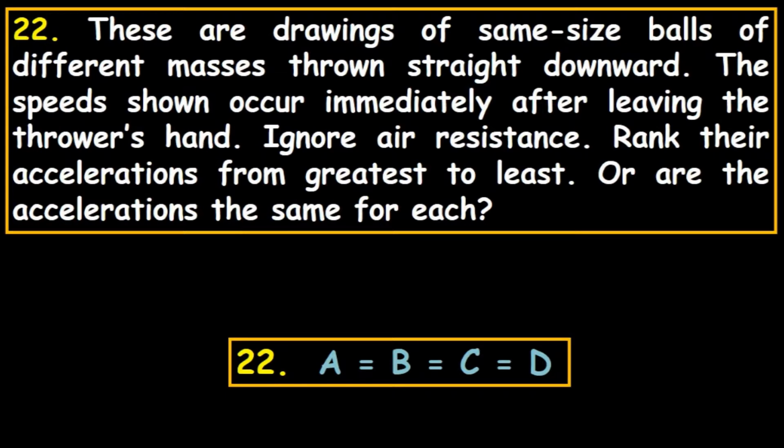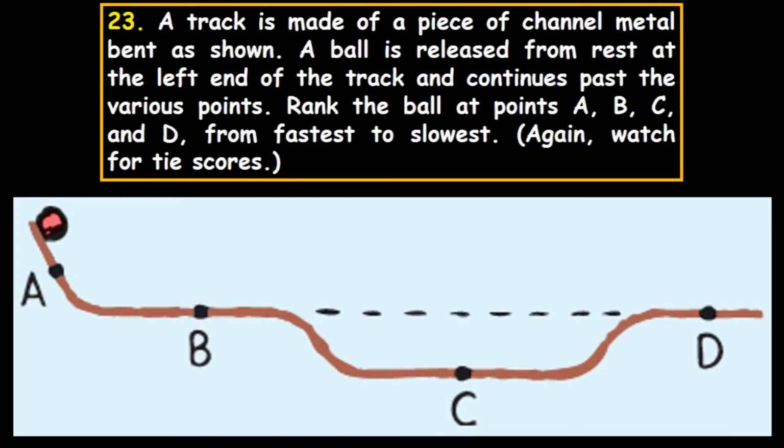Accelerations. Well, they're all equal because it's in a gravity well. What's the acceleration in gravity? It's 10 meters per second squared. Doesn't change. It's always the same.